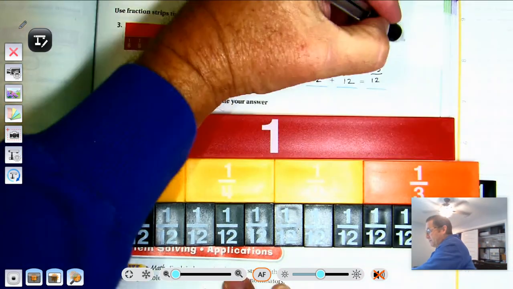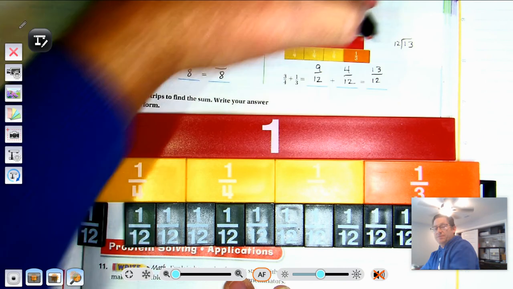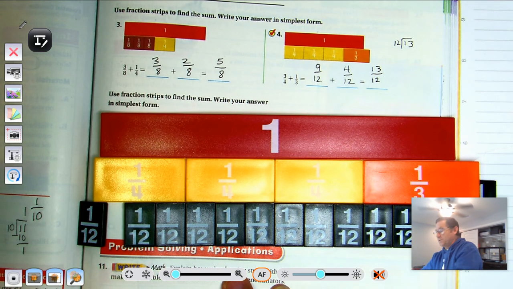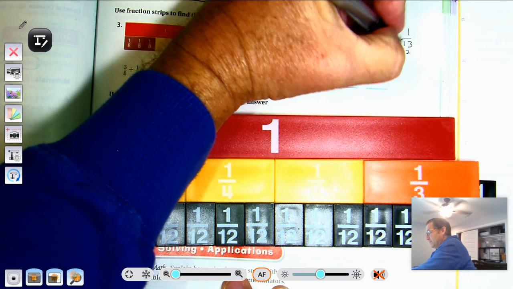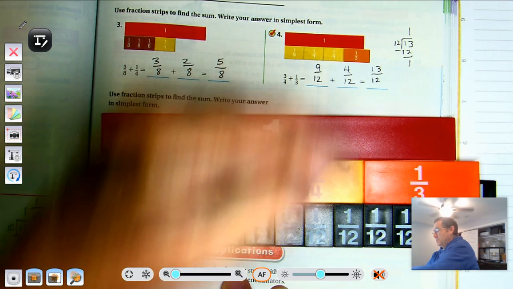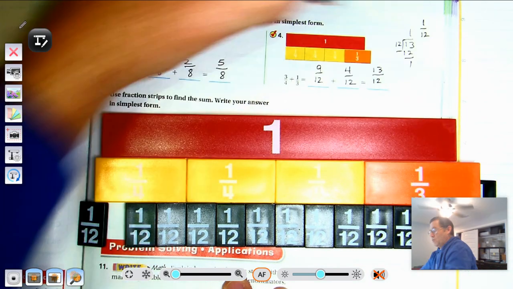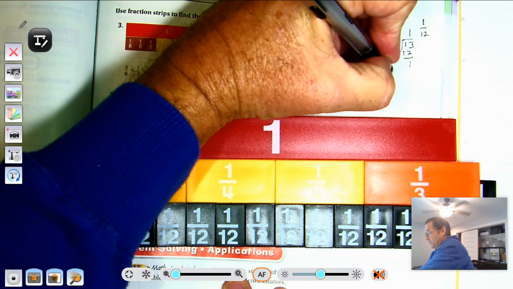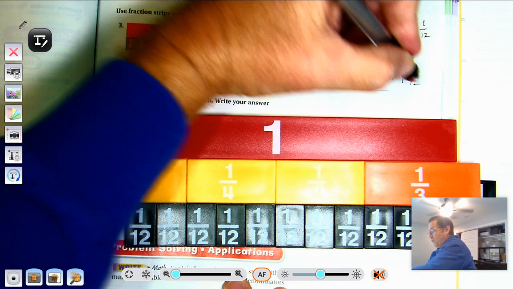Well, we can divide to turn that back into a mixed number. So 13 divided by 12 is 1. Subtract, we're left with 1. So 1 and 1 12th. So 13 12ths or 1 and 1 12th.